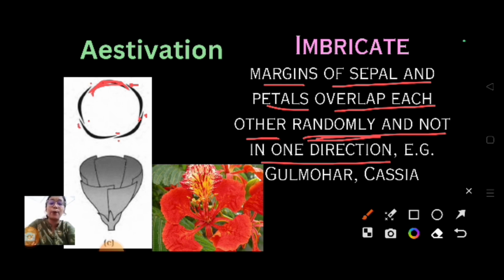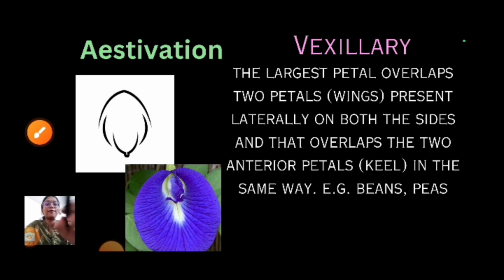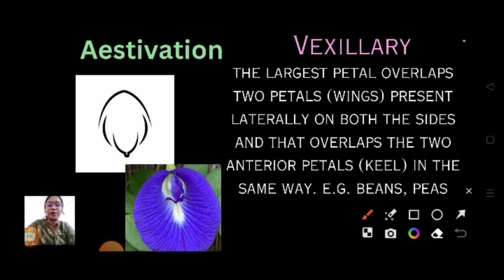It's not following a particular pattern, jumbled up. Okay, that is called imbricate, like gulmohar flower, you can see. It is not following any pattern, they are randomly arranged. Cassia also, you can see cassia flower, imbricates. Okay, now let's see the last type of estivation, that is the vexillary estivation.